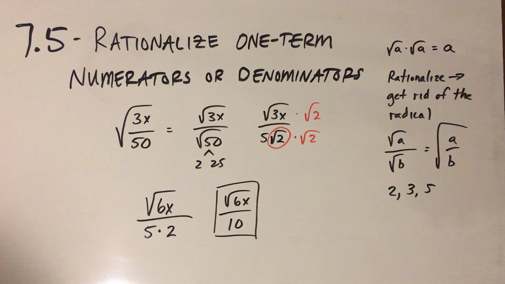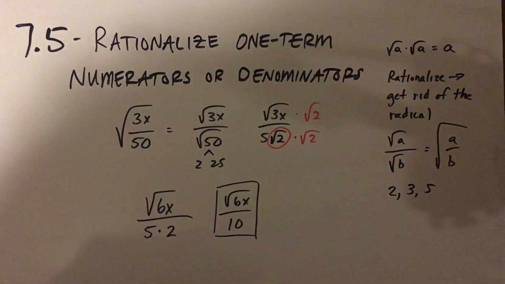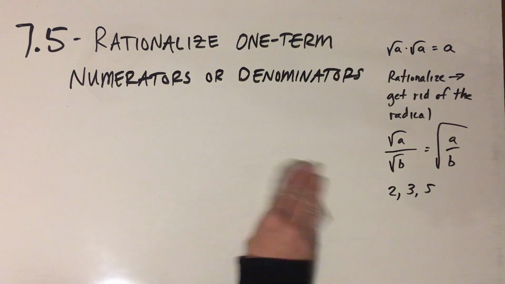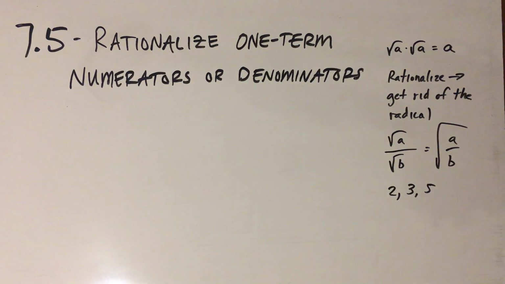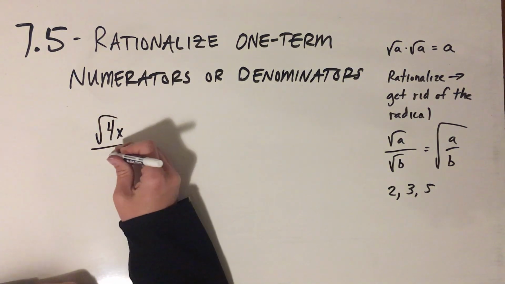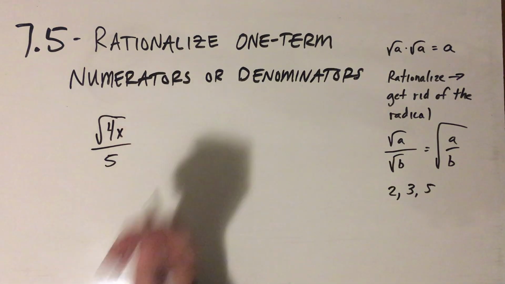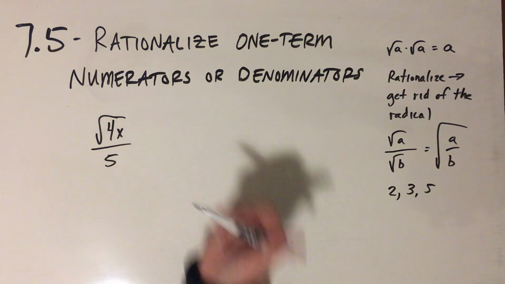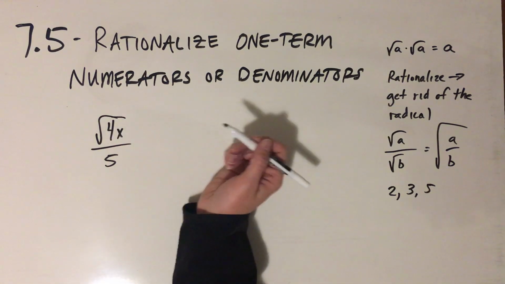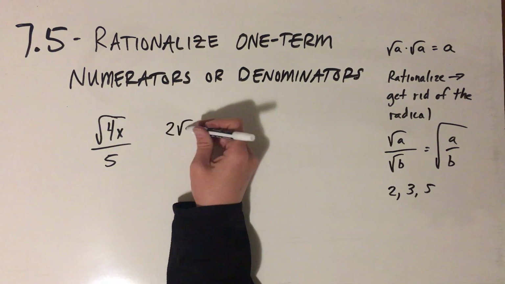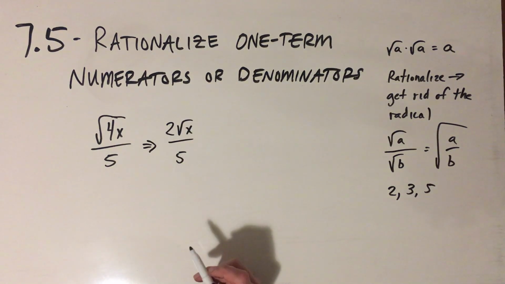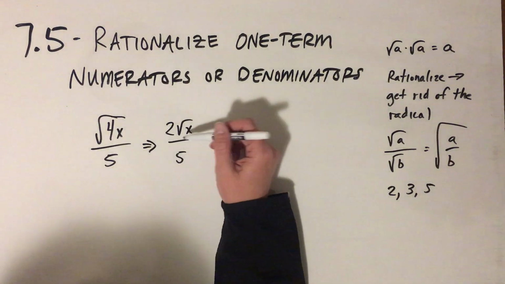Well, what's rationalizing the numerator? It is the same thing, I just want to get rid of the radical in the numerator. So this time we'll have the square root of 4x over 5, and I don't want a radical up top. The square root of 4 I can do. This is actually 2 square root of x over 5 if I simplify it first, right? But I want to get rid of this radical in the numerator.